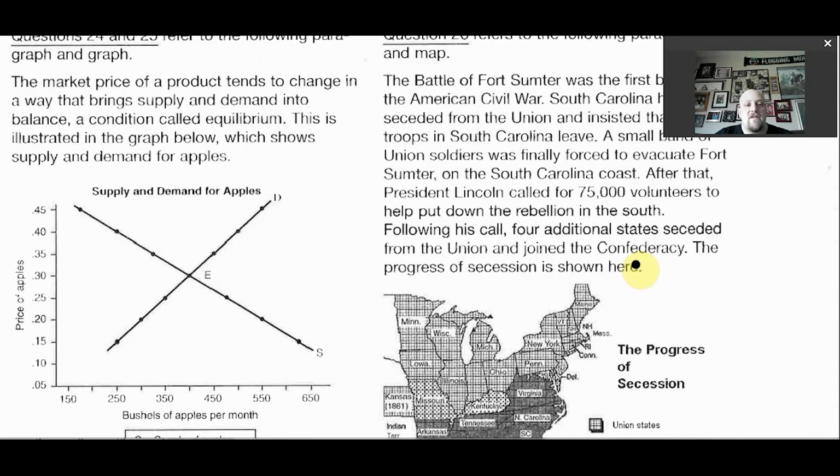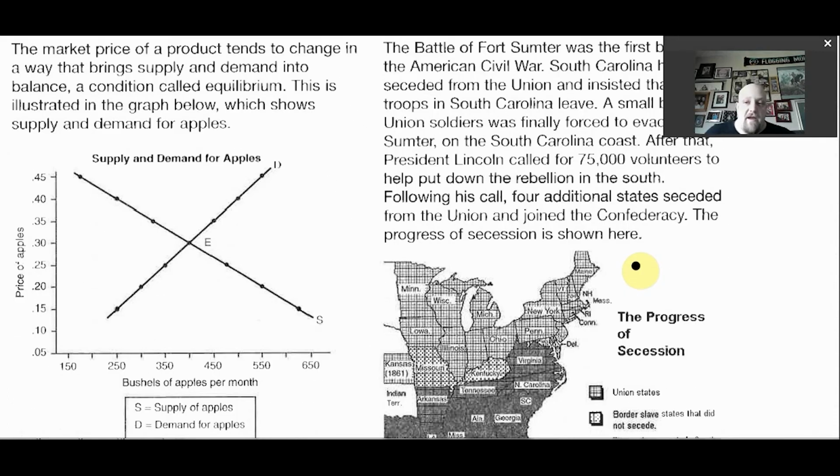The next one is going to talk a little bit about supply and demand. Supply is obviously what's available, demand is what's wanted. So, the market price of a product tends to change in a way that brings supply and demand into balance, a condition called equilibrium. So, equilibrium is right on the level.